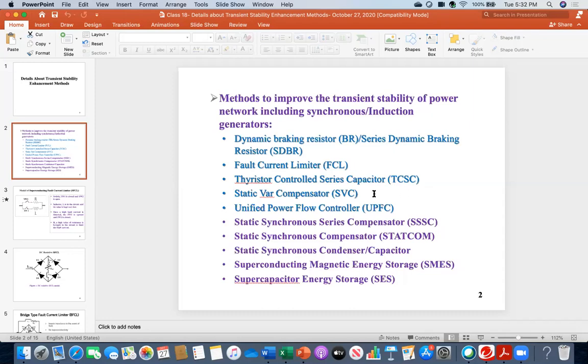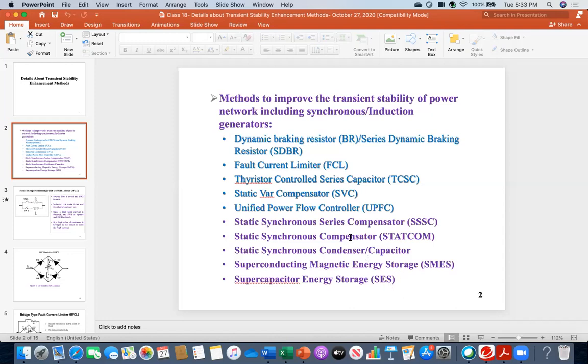And then there is TCSC, thyristor controlled series capacitor, then static VAR compensator, then unified power flow controller, and static synchronous series compensator, SSSC, then static synchronous compensator, STATCOM, and synchronous condenser, which is a synchronous motor. And among energy storage, although there are various types, these two types have been reported for transient stability enhancement, especially when there is a synchronous machine.